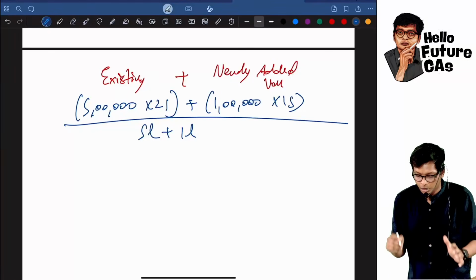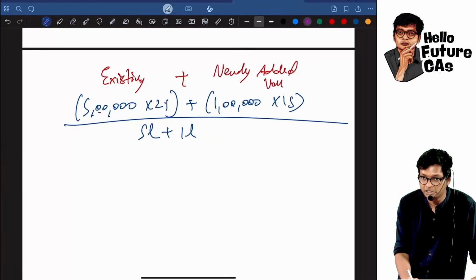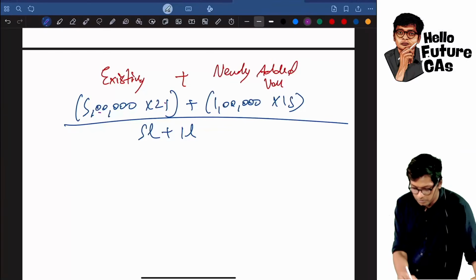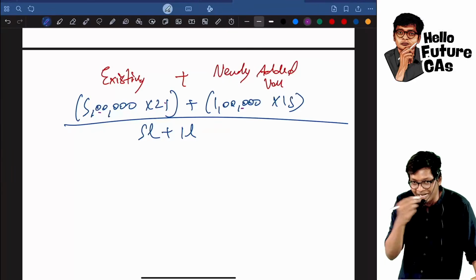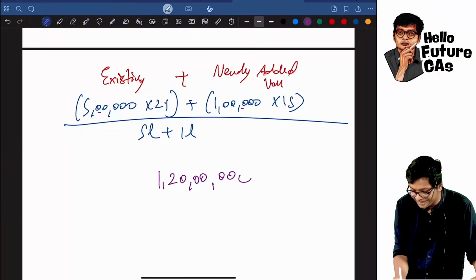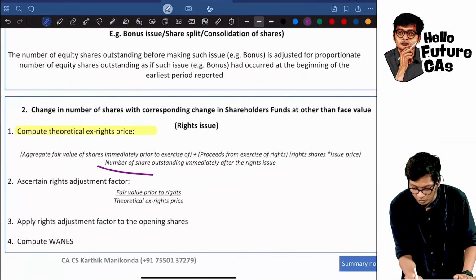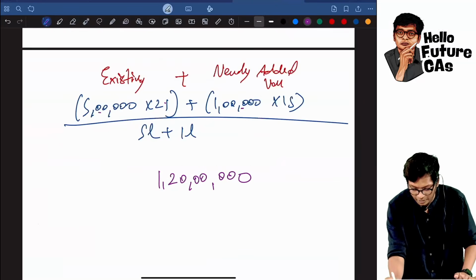That means numerator, give me the numerator value, guys. 5 lakh into 21 plus 1 lakh into 15. Add everything and tell me. 1 crore 20. Sir, exam what to do, sir? For exam, all you have to do is mug up this formula. But don't have to mug up here. Here also I'm telling logic.